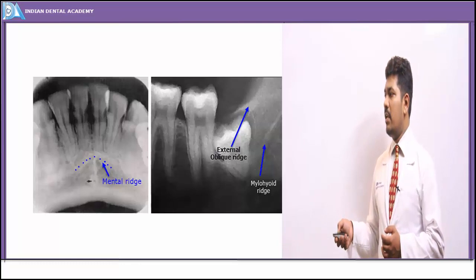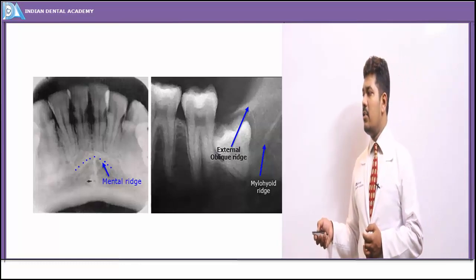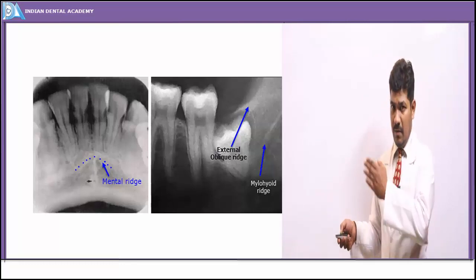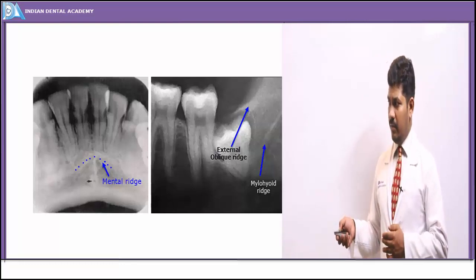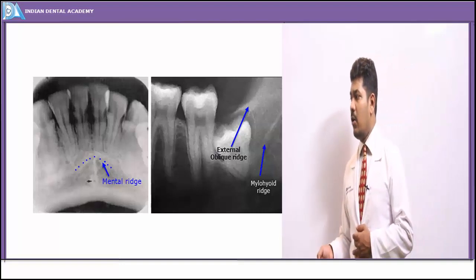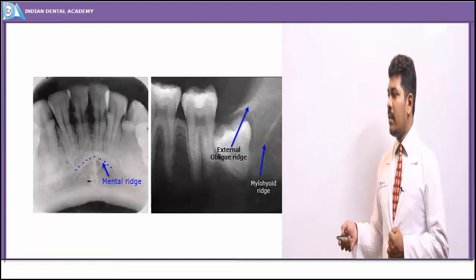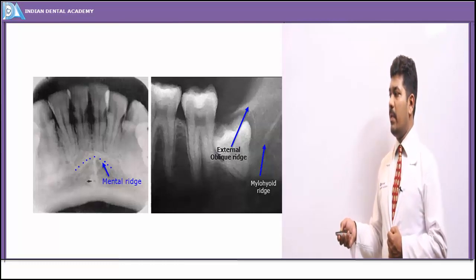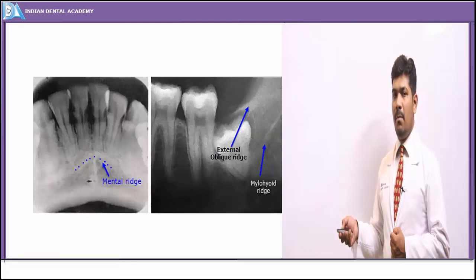Now we see posteriorly we have the external oblique ridge, which is a radio-opaque image starting from the ramus of the mandible, continuing forward and downward along the lower border of the mandible or the ramus of the mandible. Then we see inferior to that radio-opaque structure another radio-opaque well-defined line, that is the mylohyoid ridge.